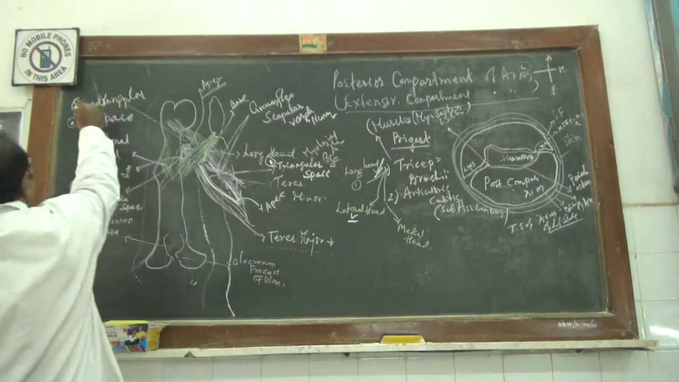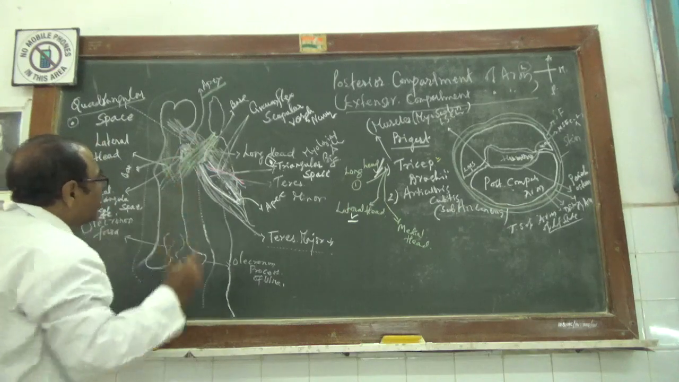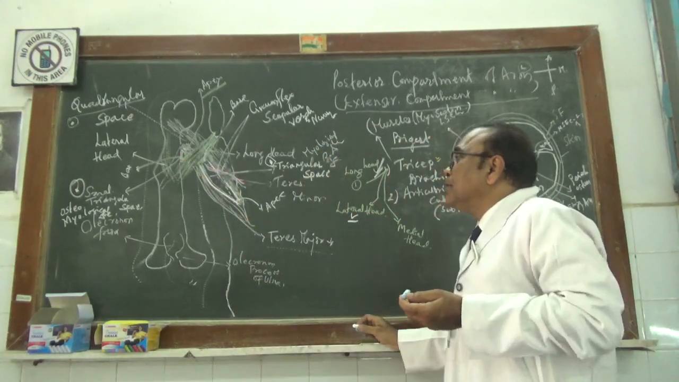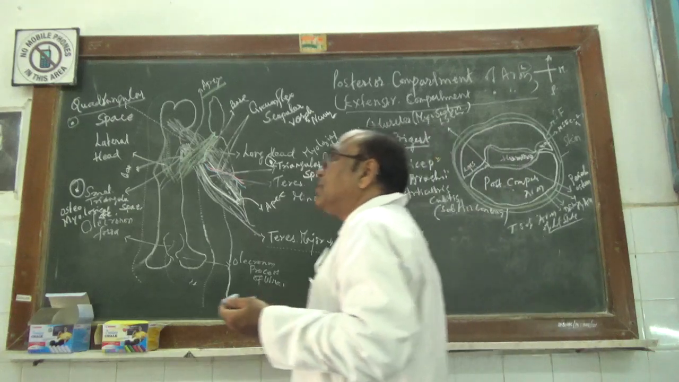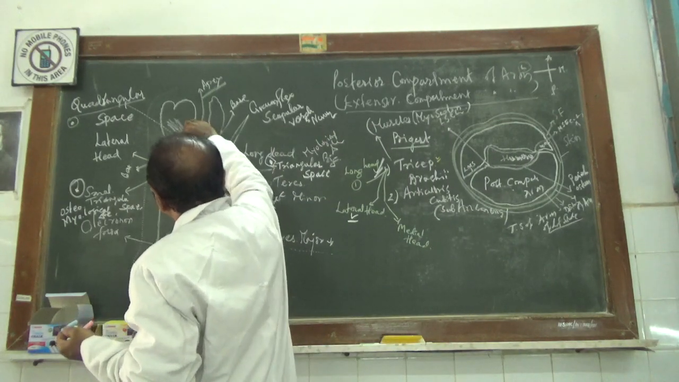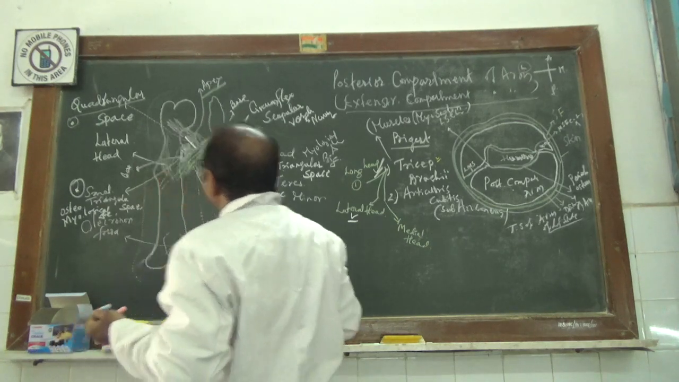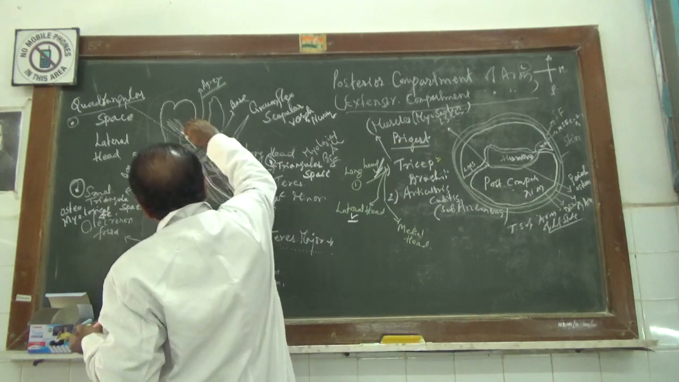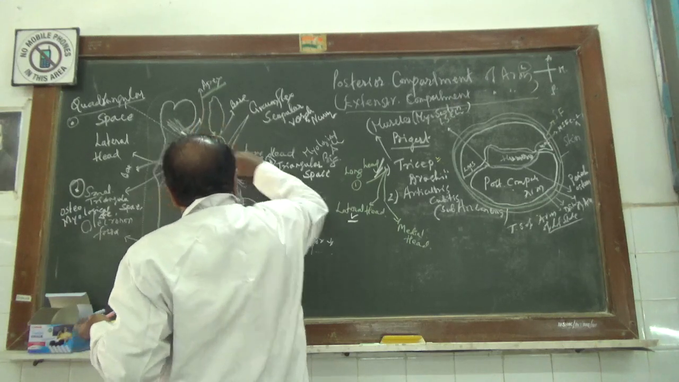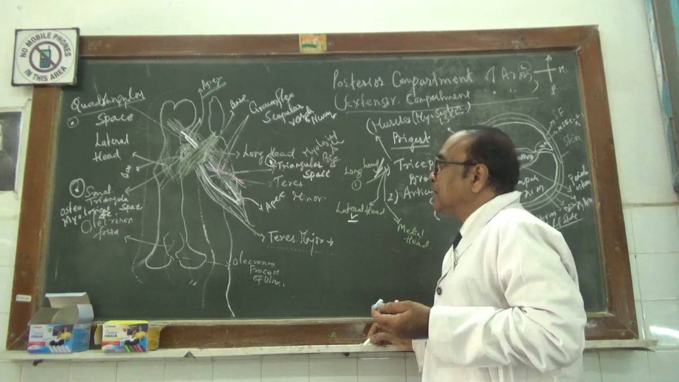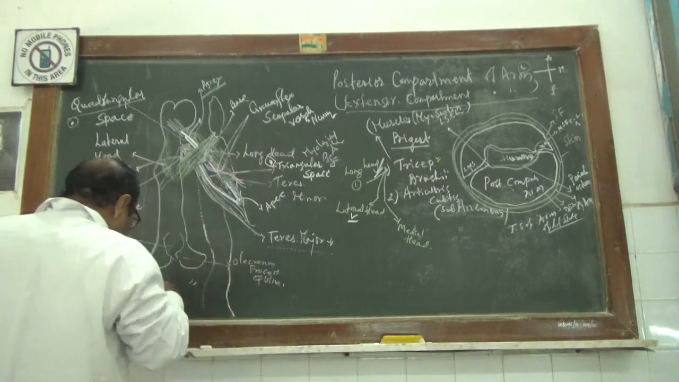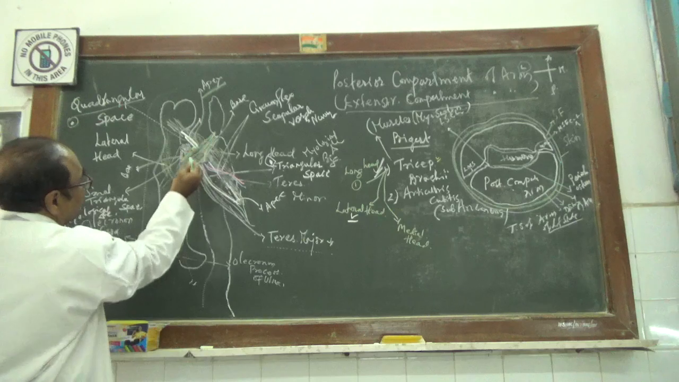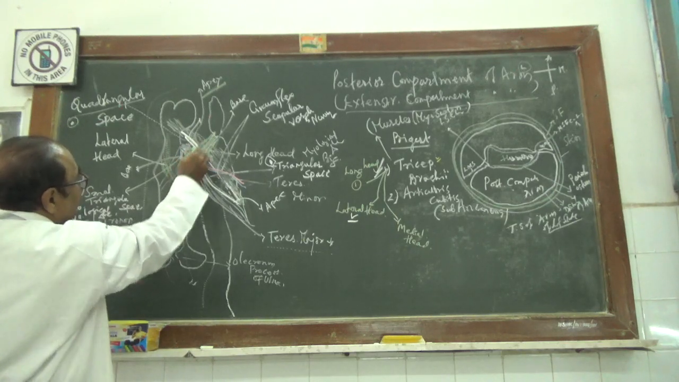Then coming to the quadrangular space. The quadrangular space is present above and lateral to the big triangular space, and its upper medial boundary is formed by the lower lateral fibers of teres minor, while the lower medial boundary is formed by the upper lateral fibers of the long head of the triceps.